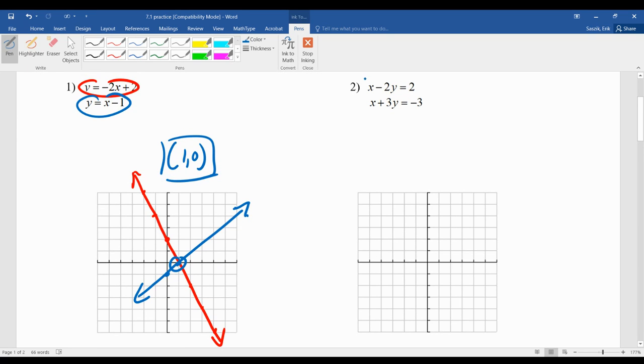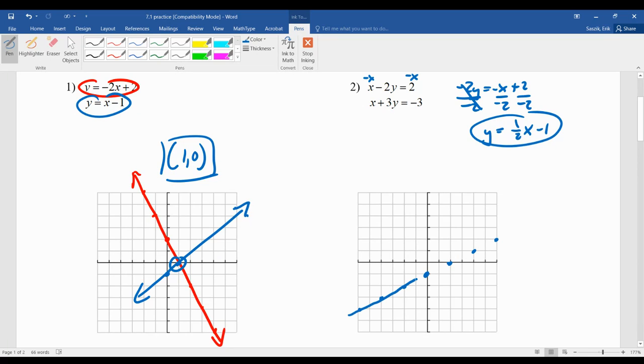Now this one here, we're going to subtract x from both sides because we have to solve for y. Remember, it's still -2y equals -x plus 2. Now you've got to be careful with your work here. Negative over negative is a positive. There's that one. Up 1 over 2, up 1 over 2, up 1 over 2, down 1, left 2, down 1, left 2, down 1, left 2.